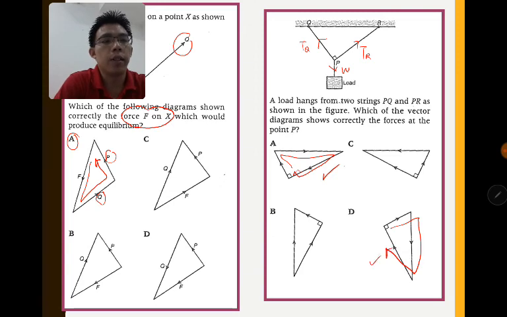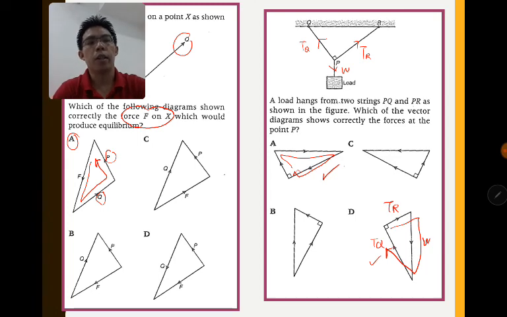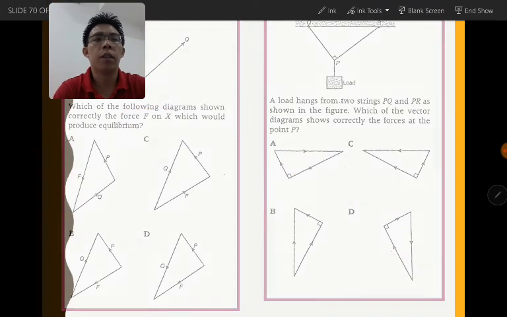Again, like I said just now, if this is the case, then you have to figure out whether the forces given have the same orientation as in the diagram above. So it seems like D is more proper because we have TR and TQ drawn according to the diagram above, whereas in A some of the forces are orientated differently, so we don't accept that.